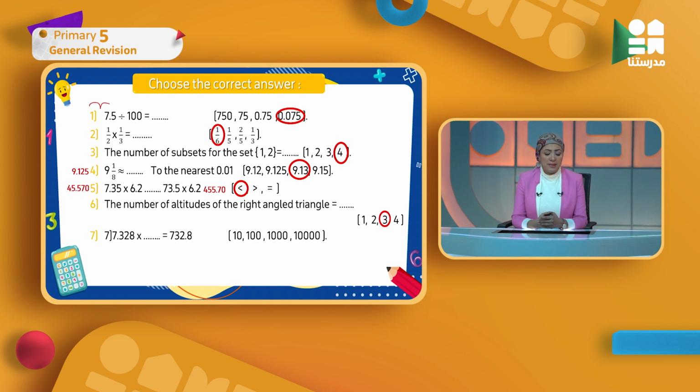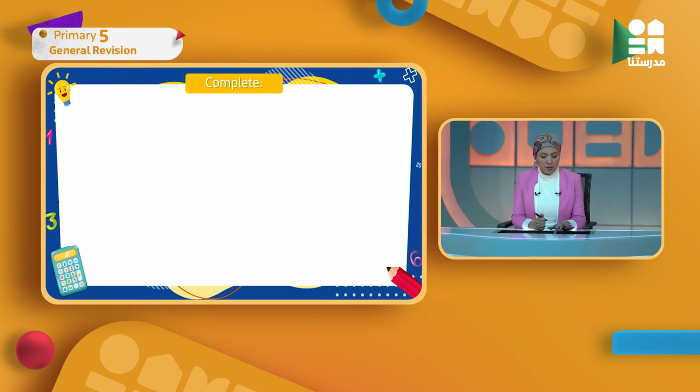Number 7, 7.328 times what equals 732.8. Times, we move to the right hand side. طيب هنا احنا حركنا الديسيمال point how many places؟ زي ما انتوا شايفين احنا حركناها 2 places, which means that I have 2 zeros, then it's multiply by 100. Now another question, complete.